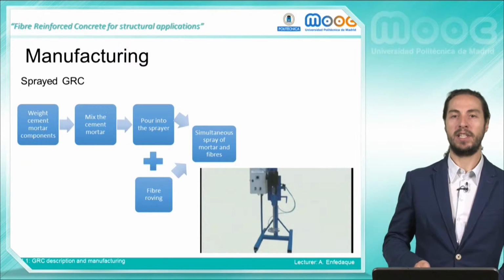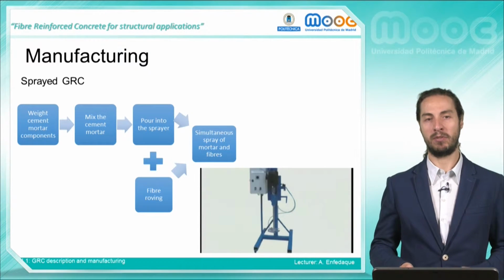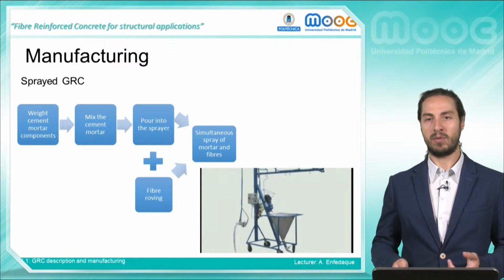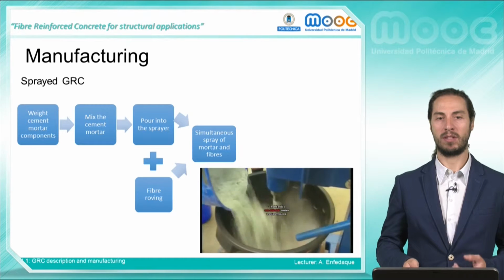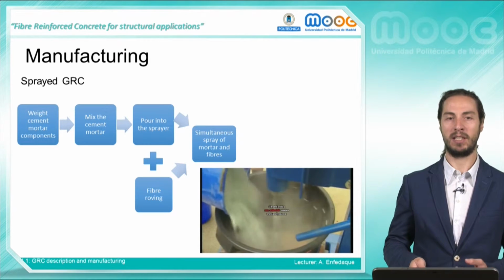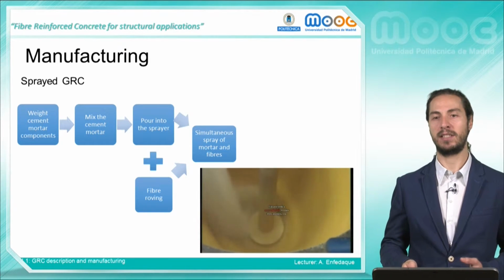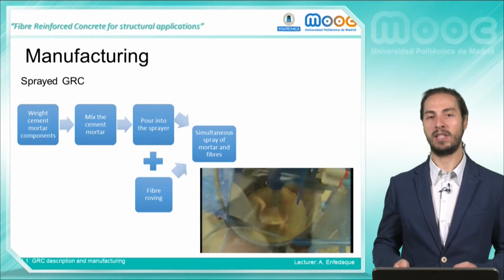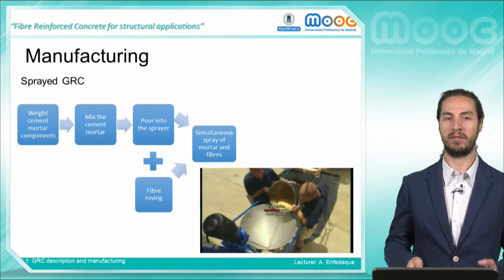In the case of a spray GRC, the process is similar to the one previously described. In the video appear two different devices. The first one is the cement mortar mixer, the second one corresponds to the spraying machine. Similarly to the premix method, the cement, sand and water are added to the mixer. Once the desired workability is reached, the cement mortar is added to the container of the spraying machine.